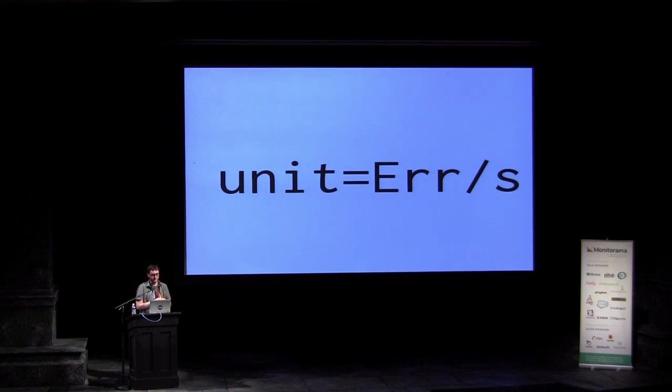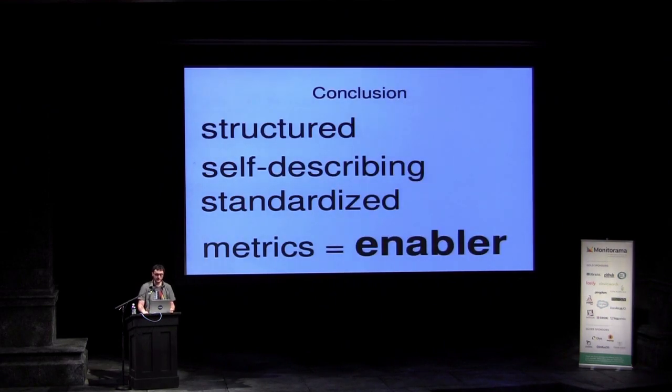you could do interesting things like figuring out, okay, error counts across which dimensions differ, or which tag values have a lot more error counts than other ones. Or maybe you have errors happening here and then errors somewhere else, and you could deduce that by looking at the tags. So in conclusion, I would say that having metrics that are structured and self-describing and standardized enable a lot of useful things.